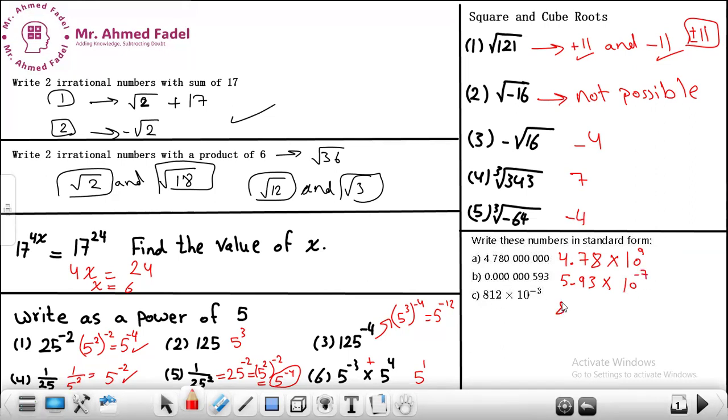Here, it is going to be 8.12. I moved the decimal point 2 digits to the left, so I'm going to add 2 to the power. Negative 3 plus 2 is negative 1. Sorry, it's not 1, it's negative 1. So 8.12 times 10 to the power of negative 1.